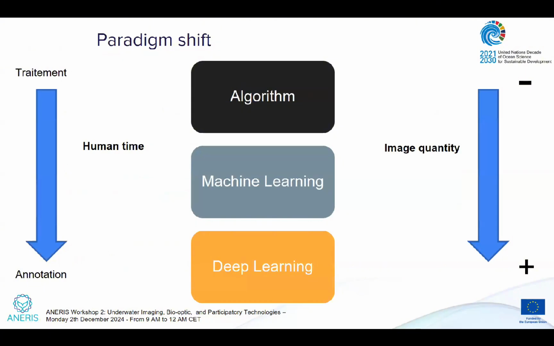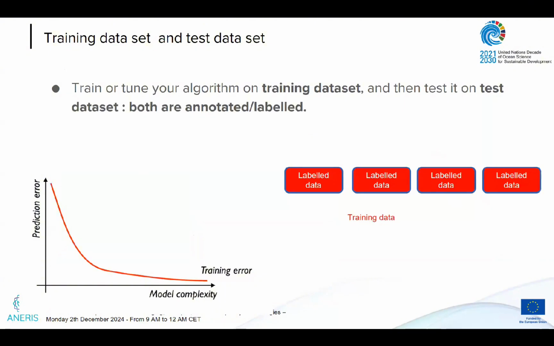Just as a parenthesis, what it means is that in order to use these deep learning models, compared to human-designed algorithms, the human time is more about the annotation and less about the design of the algorithm itself. And in deep learning, most of the time you also need more images than in classical approaches. So the effort is a little bit shifted. It's not magical, there is still some effort, and it is in the preparation of the data.